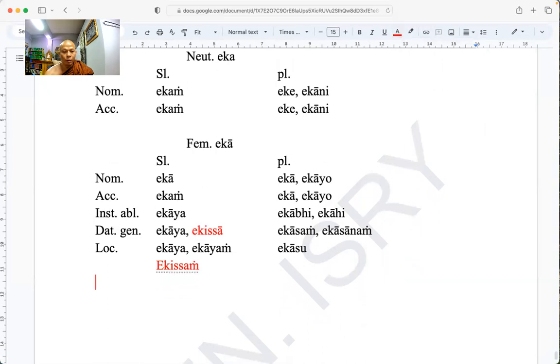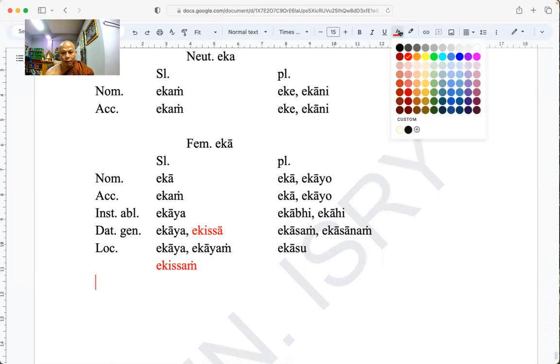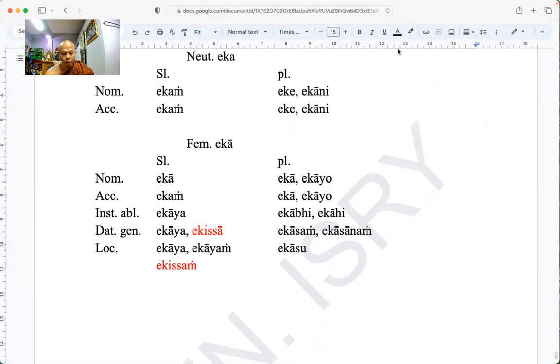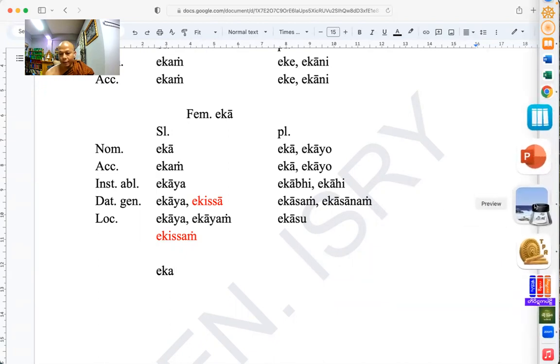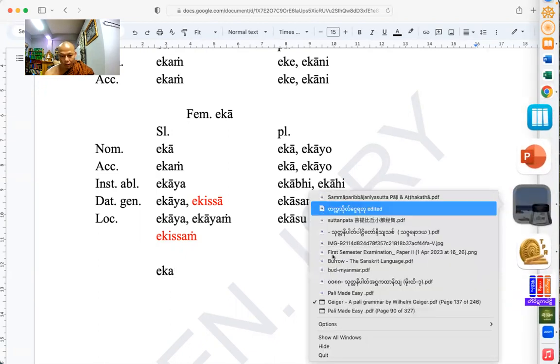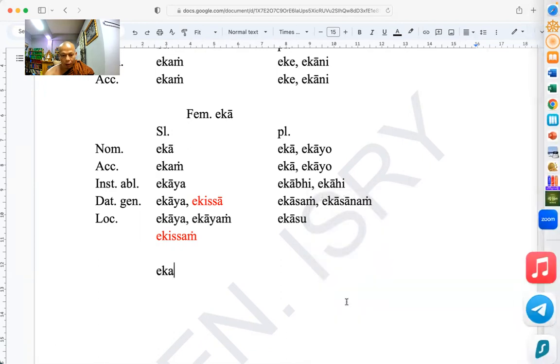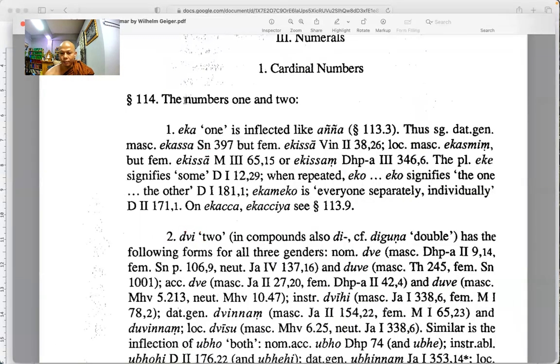So those ekesa, ekesan are actually, so the stem is originally eka. So that is masculine. All of those numerals are mostly numeral adjectives, we say. That information is also in the Geiger.